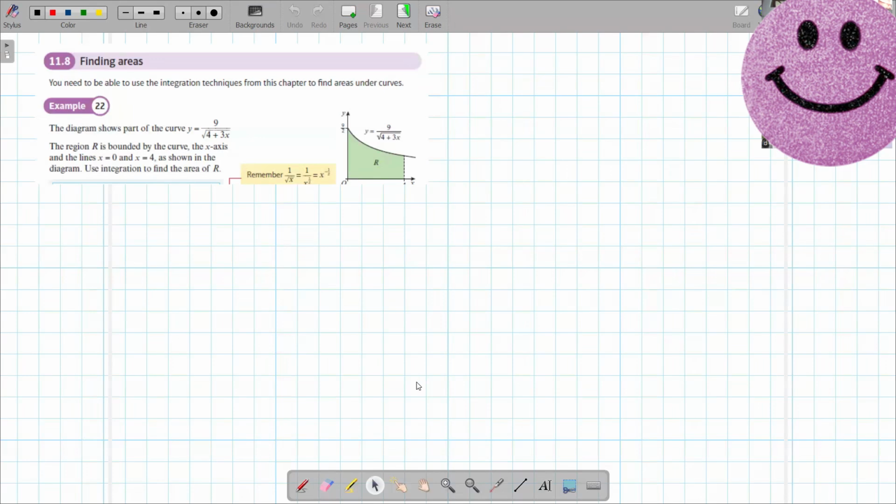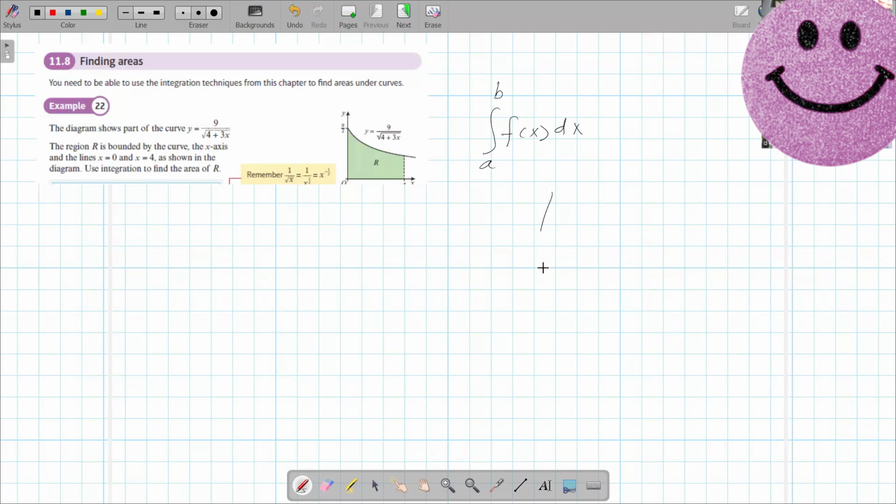So, finding areas, you need to be able to use the integration techniques from this chapter to find areas under the curves. So actually, a definite integral like this, the integral from a to b of f of x dx, this is called a definite integral, right? So a definite integral gives us area under the curve.